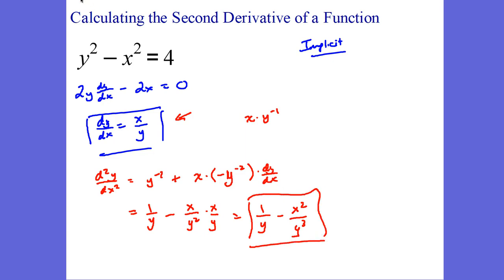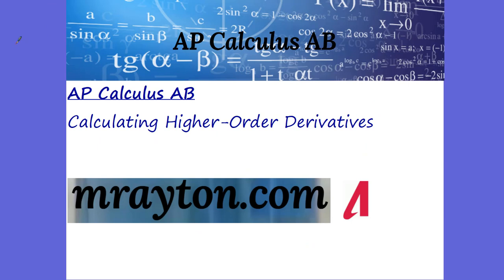And let's say they gave us a point here. Let's say they said when x is equal to 0, y is equal to 2. Well, what would be the slope at that exact point? You could plug those values in and find, obviously, the slope of the second derivative. Okay, the slope of the slope. And so you can see this implicit function right here is able to give us the second derivative. So that is calculating higher order derivatives in calculus. First derivative and second derivative, both regular and implicit.